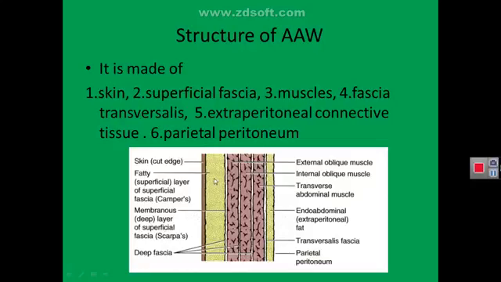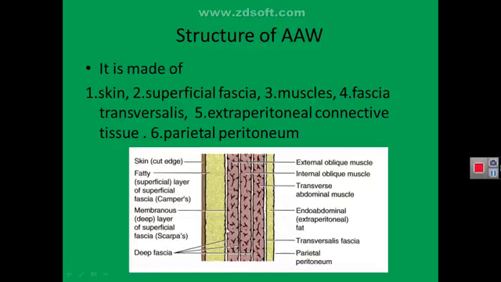Next is the superficial fascia, and you can see that the superficial fascia is formed of 2 layers. The fatty superficial layer of superficial fascia, which is called the fascia of Camper, contains much of the fat, and deep to it is the membranous deep layer of superficial fascia, which is called Scarpa's fascia. So the superficial fascia is formed of 2 layers: Camper's fatty superficial layer and the membranous Scarpa's fascia.